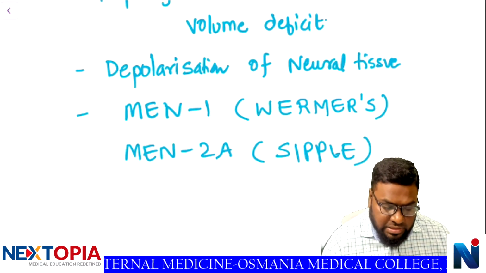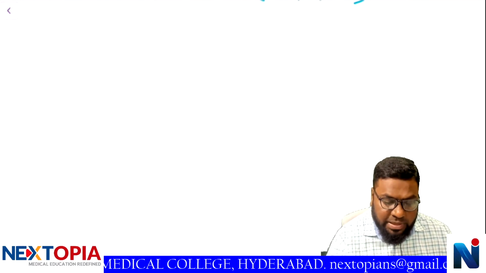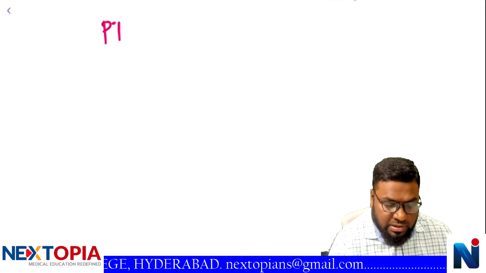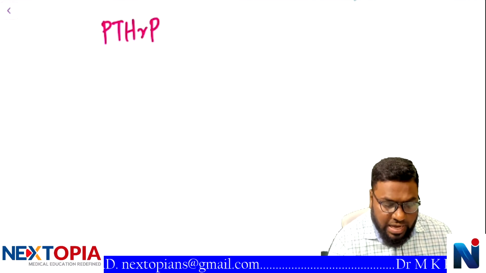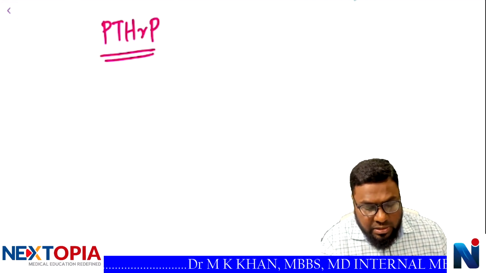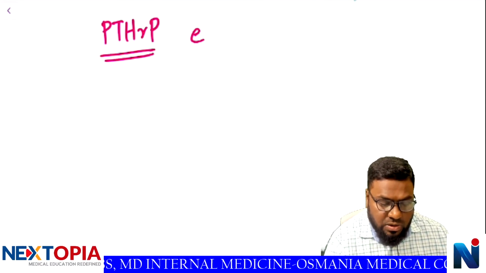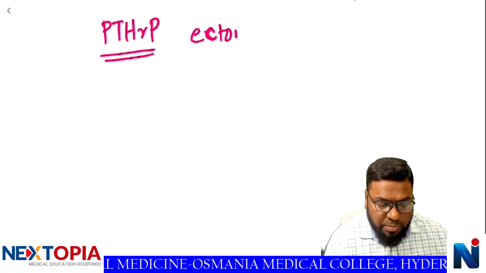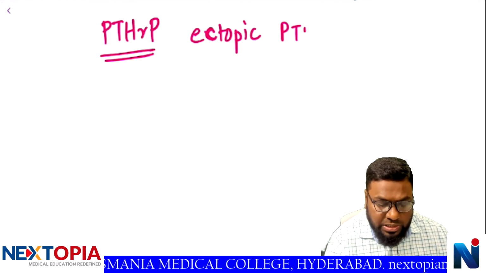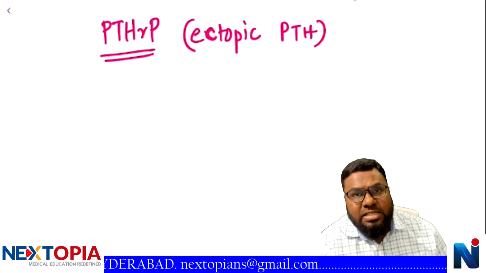There are certain conditions wherein, as I already told you, there is a peptide which mimics parathormone and starts secreting a lot of calcium. We call it parathyroid hormone related peptide. This is exogenous or ectopic parathormone production resulting in malignant hypercalcemia. Most of the patients are asymptomatic here.